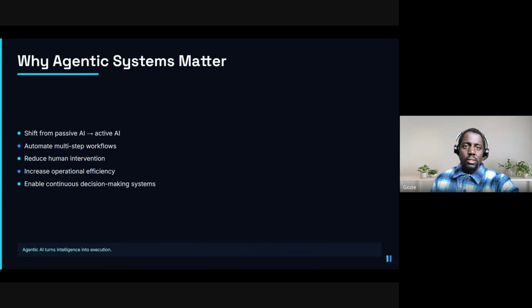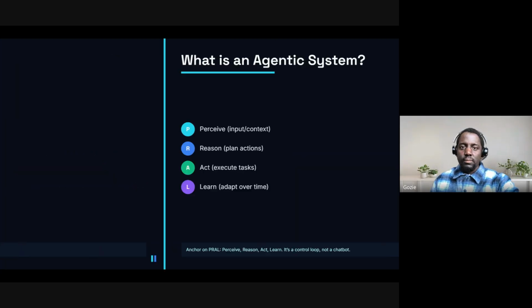So there's that shift from passive AI to active AI, and you're enabling a continuous decision-making system. It's not just that you give it a request and it gives feedback. No, it's more of a loop, a decision-making system based on what has been decided previously. So it's making decisions almost the way humans operate.